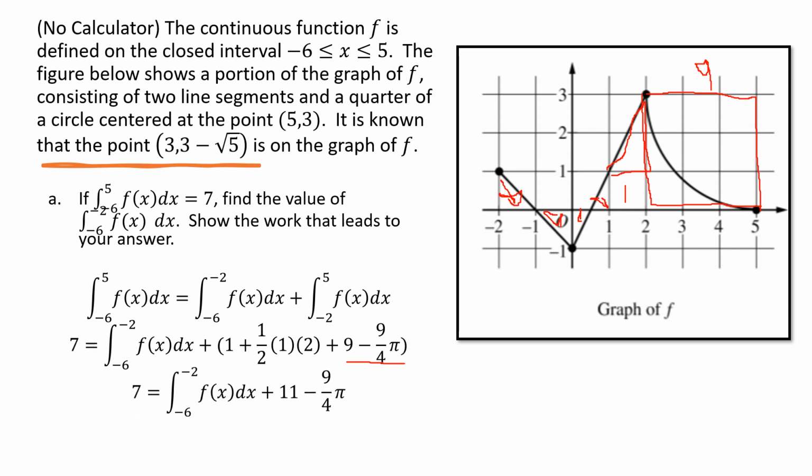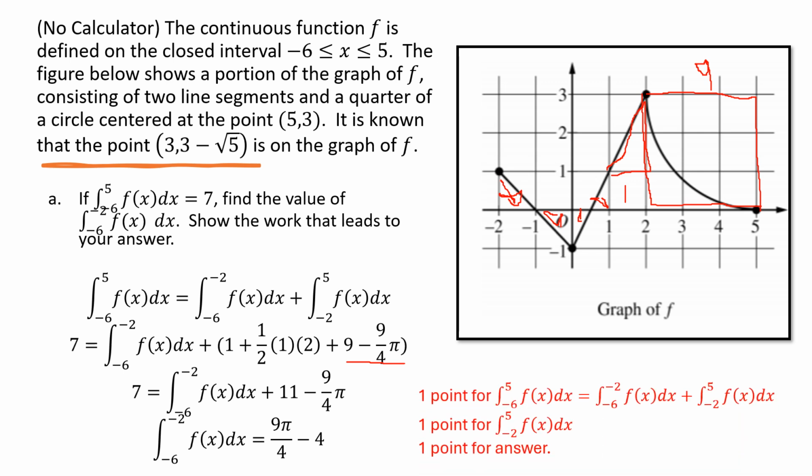All right, so from there, I simplified my calculations. So I have 7 equals the integral, and then I have to add on the 11 minus the 9/4 pi. And then I solve for the integral by moving the 11 and the 9/4 pi to the other side. And so I get that the integral from -6 to -2 is 9 pi over 4 minus 4. So for this one, I'm getting a point for the initial setup.